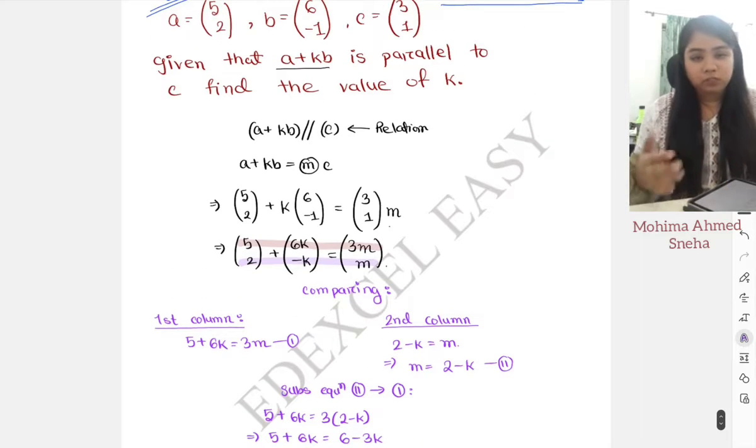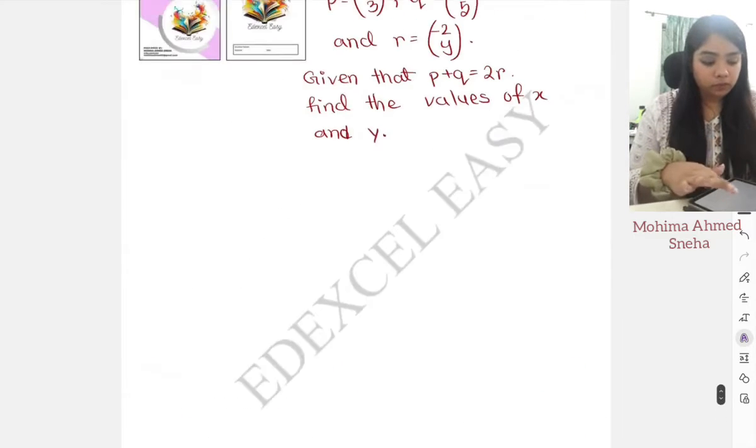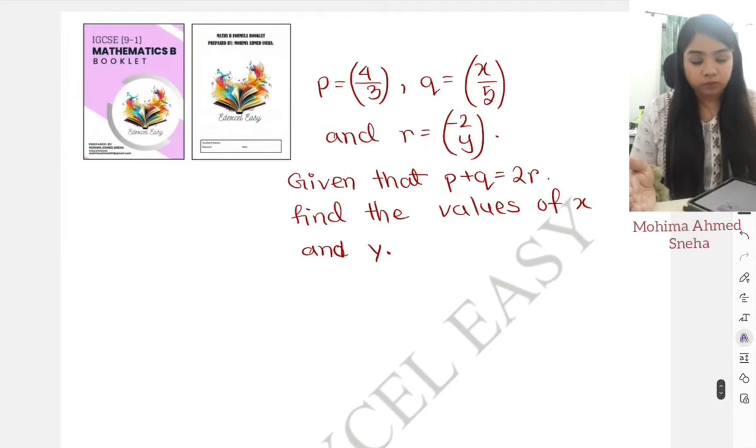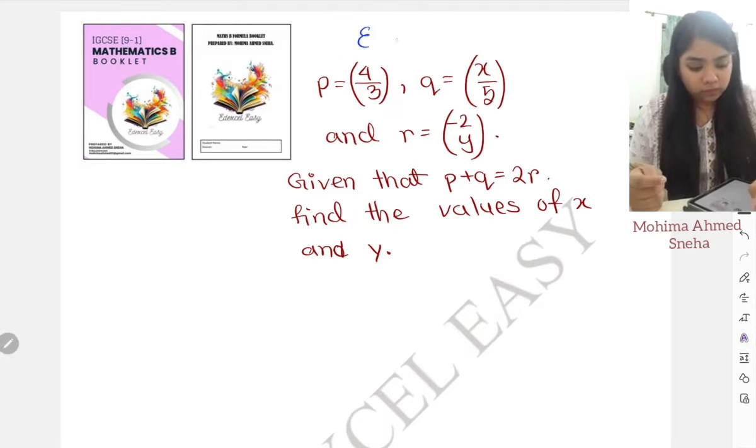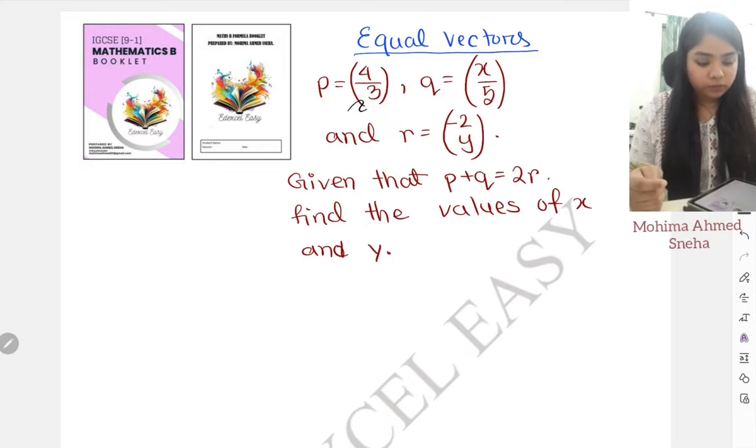For parallel vector, it was the tricky part because we have to take that another concept as a part of your equation. But for equal vectors, they do not have that much problems involved with it. So we'll just write, this is equal vector. Okay, so first part over here, they have already provided you with vectors for P and Q and R, but for P you have this x over here as an unknown value, and for R you have this y over here as an unknown value. Okay, so now it says that given that P plus Q is equals to 2R, find the values of x and y.